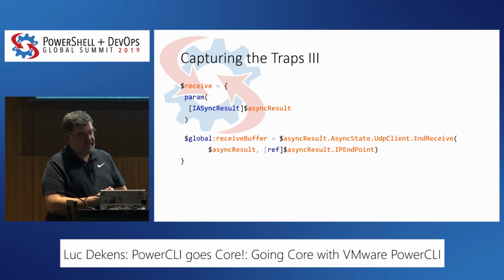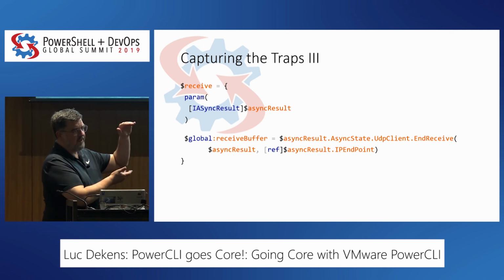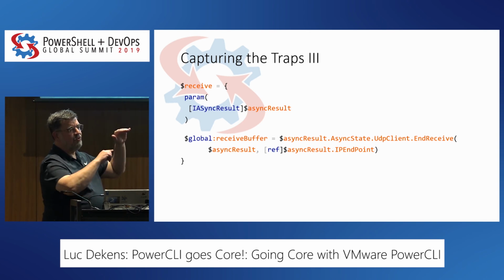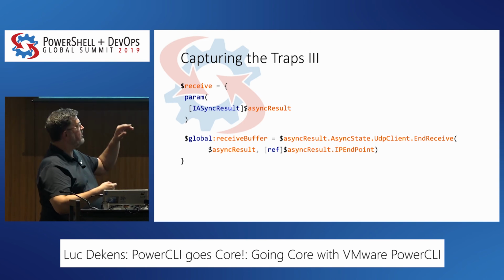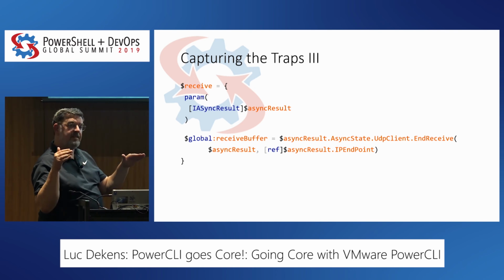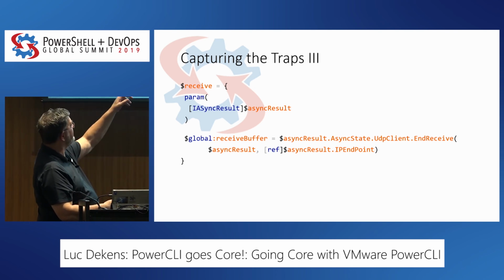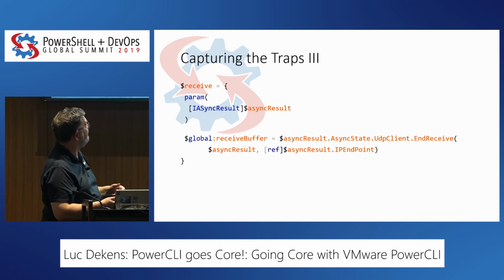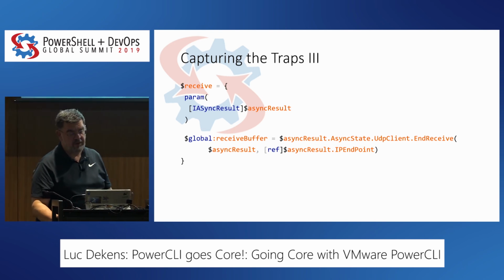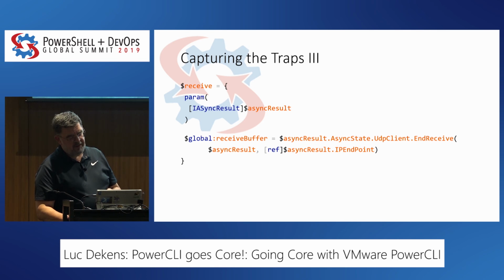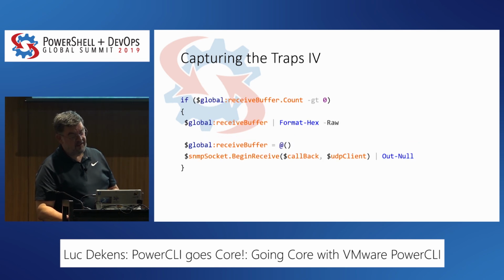This is a code block that we have linked to the event that is received. So this is what is executed when an SNMP data block or trap comes in. What it does is just receive it and put it in a buffer where we can pick it up later on. All quite straightforward, standard .NET coding, to be honest.